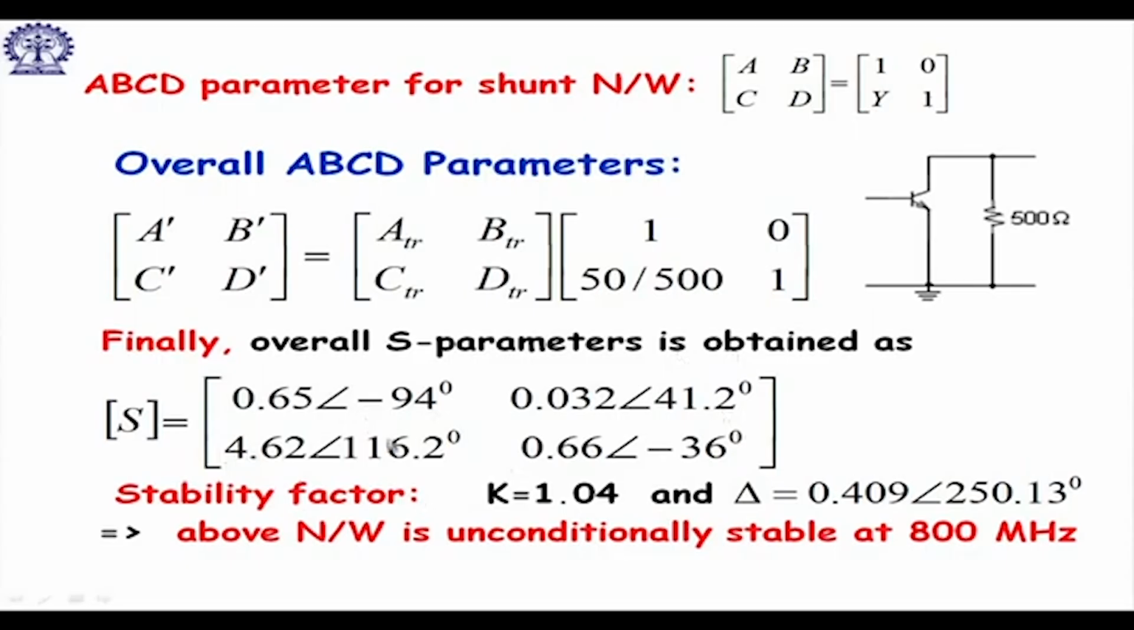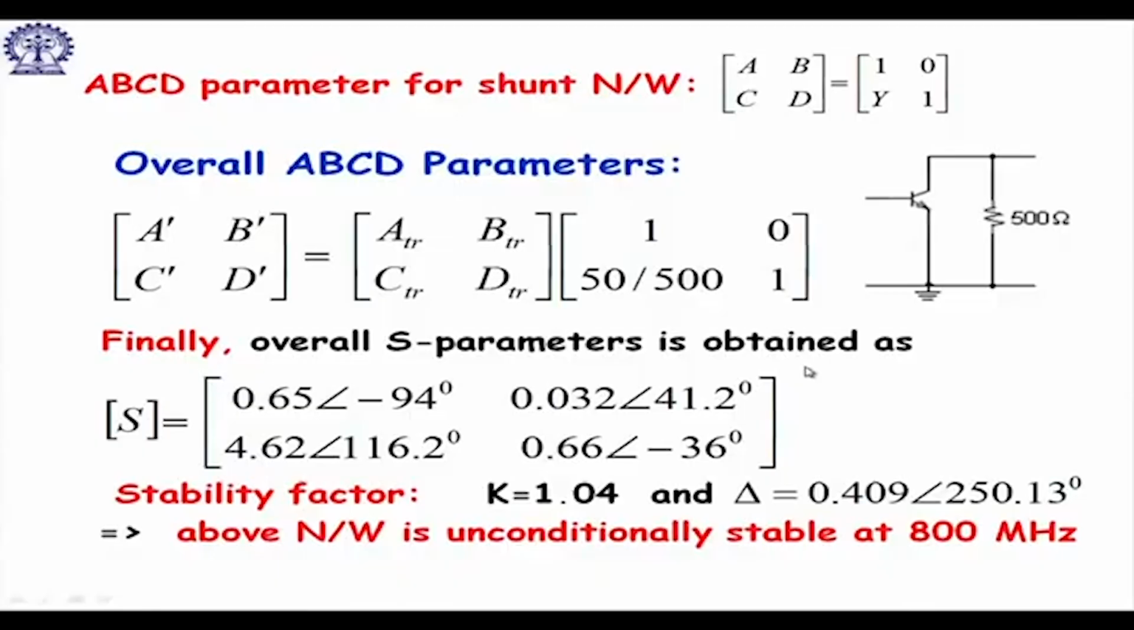You see the stability factor, so I can calculate the Rollett's factor, that turns out to be 1. And the beta magnitude is 0.409. So, I know that I have passed the test. So, the above network is unconditionally stable at 800 megahertz. So, this is the way by which, if I have a potentially unstable device, still with proper loading found from the Smith chart, I can make it stable.